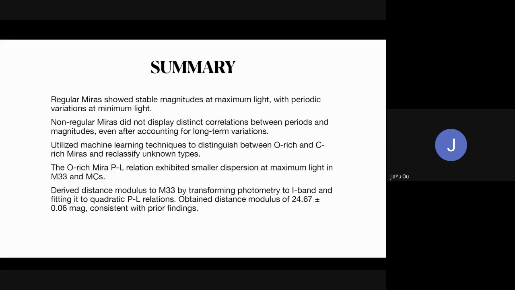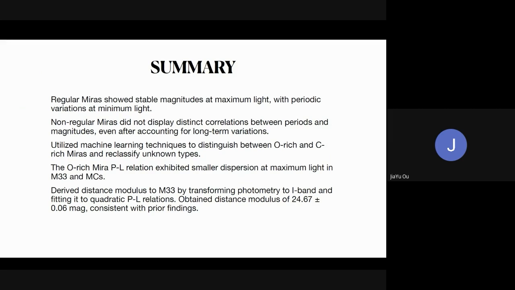In our summary, the regular Miras show stable magnitude at maximum light time. The non-regular ones display a correlation with the periodic magnitude, and the long-term variation didn't have any correlation with the period and the dust. We can use the machine learning technique to divide the oxygen-rich and the carbon-rich to reclassify the unknown-type Mira with the period and the J minus K.